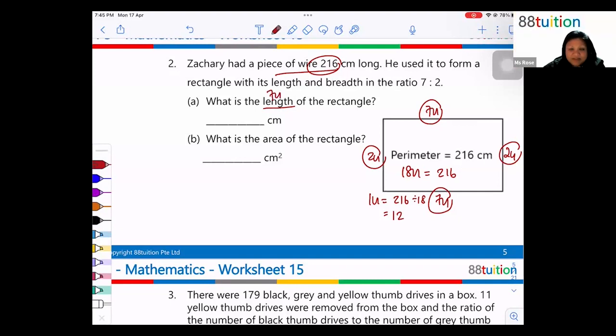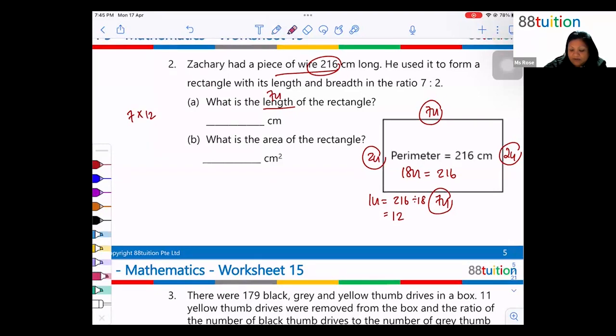So the length is represented by 7 units. So to find the length would be 7 times 12, because 1 unit is 12. Okay, so all I need to do is, this is 84. Now what is the area of the rectangle?